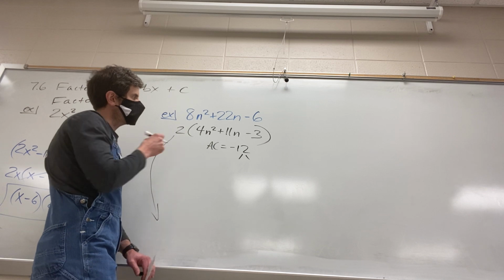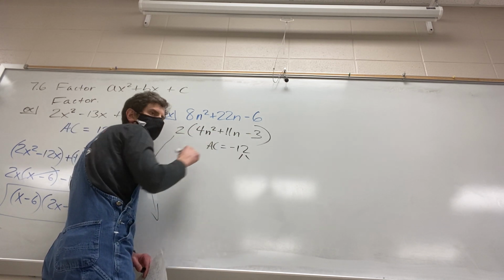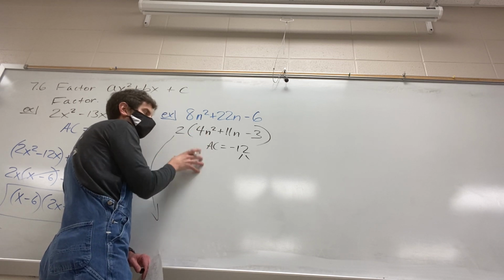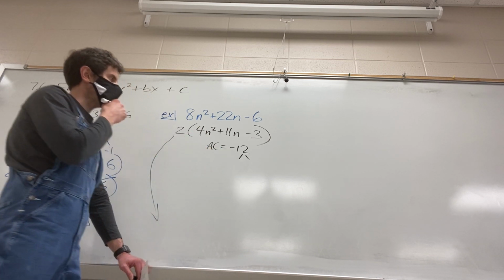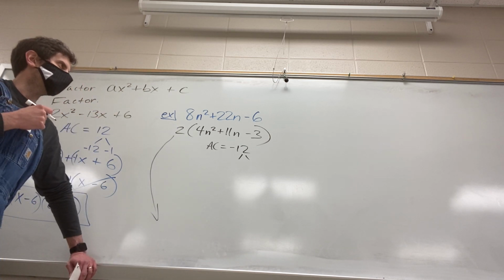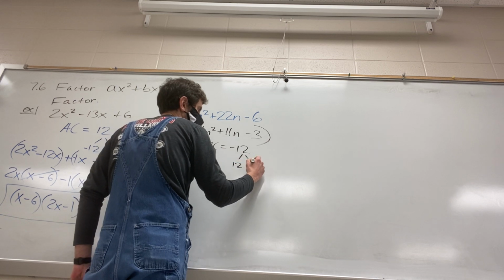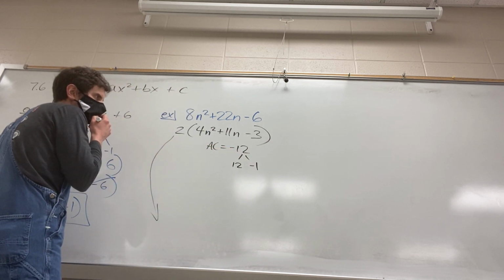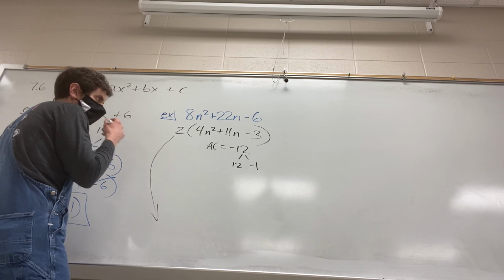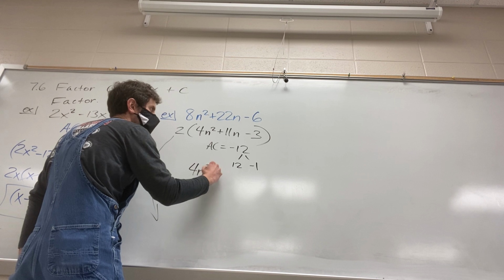Well, for the AC method, you just got to look at the number out front and the number back here. And, I mean, we're not going to ignore it. It's going to come around later. Right. What two numbers multiply together to make negative 12, but add together to make 11? Negative 1 and 12. Let me just double check. Yeah, that works, doesn't it? So now we're going to rewrite it, but we're going to split up the middle term.